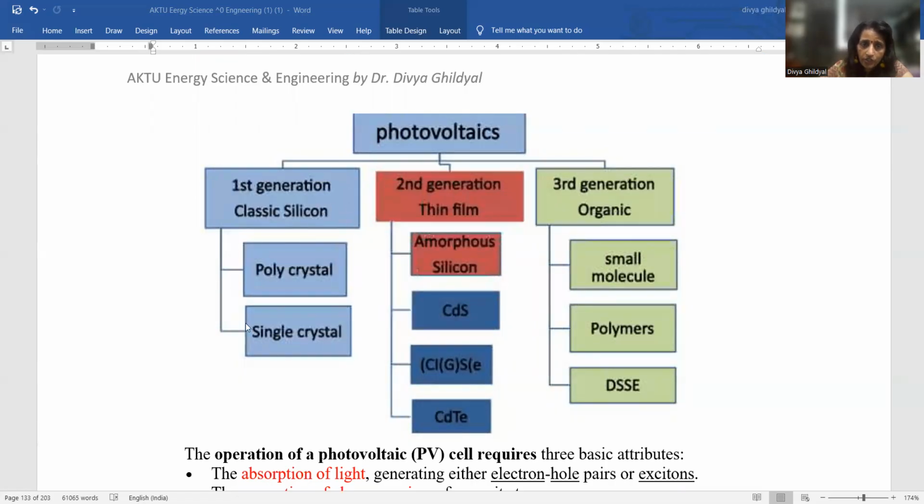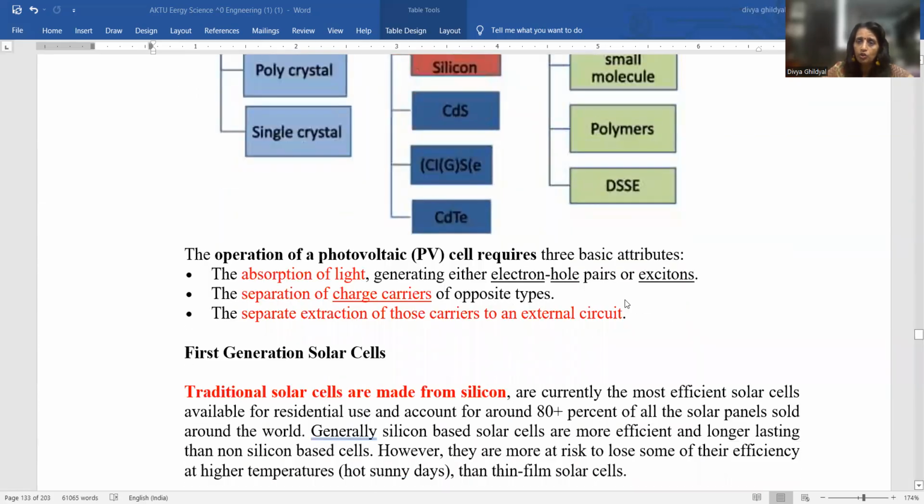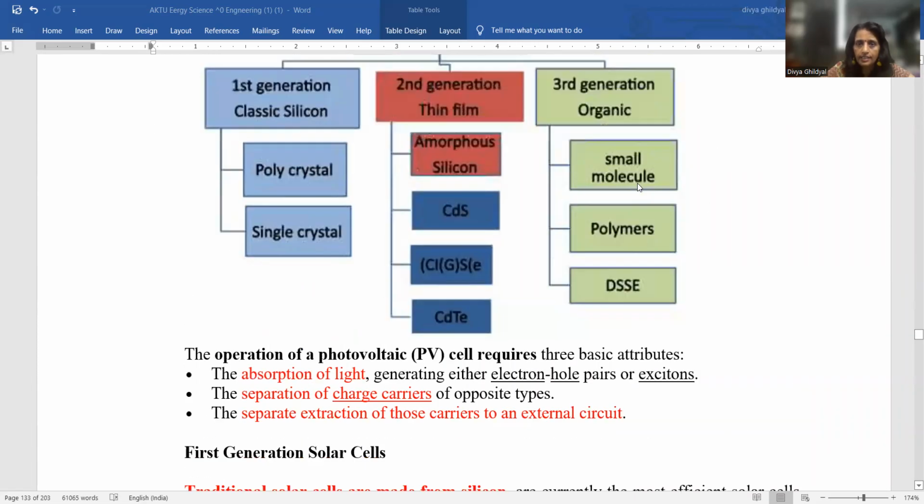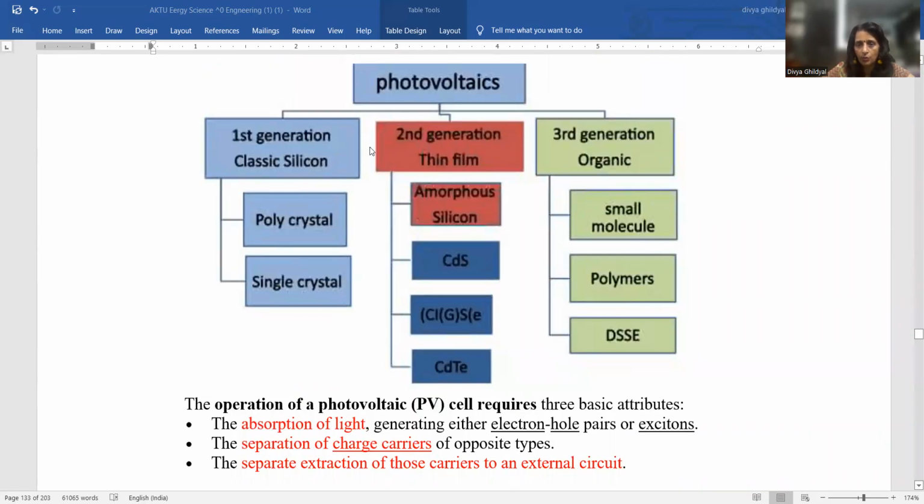So the first generation photovoltaic cells are the polycrystal and single crystal. Second generation go more for the amorphous single silicon, and the third generation come up with new technologies like polymers, quantum dots, small molecules, etc., which are more into the research. This is an important 10-mark question.